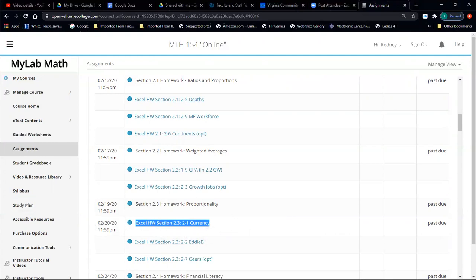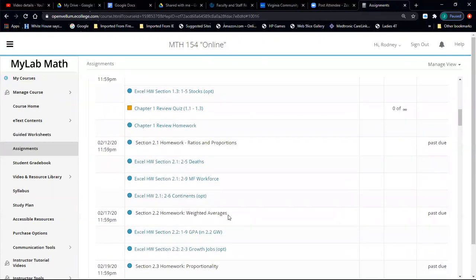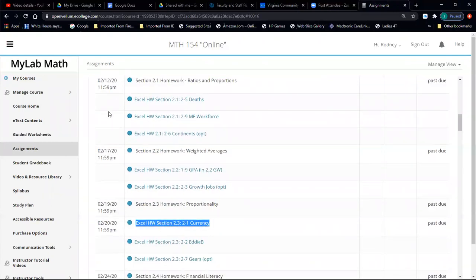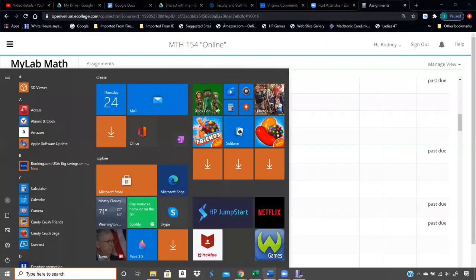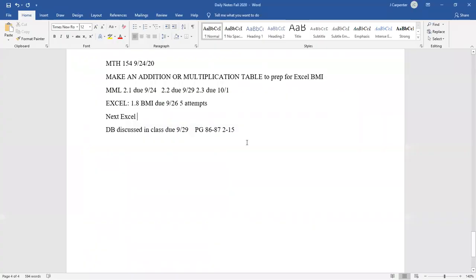This is not our shell. That date is obviously not for us. Please ignore any dates you see up here. I'm just pointing out what our next Excel is going to be. Currency.